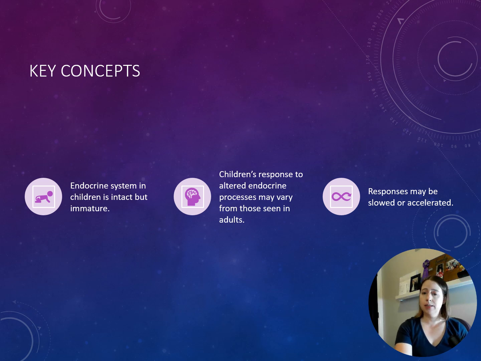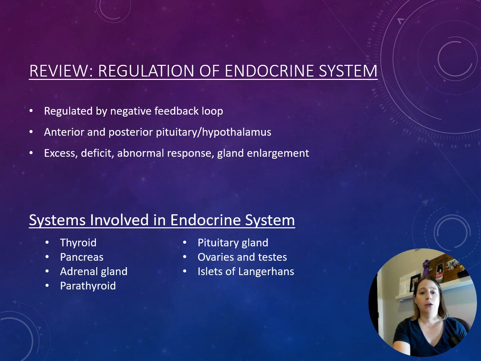So just a few key concepts to remember when talking about the endocrine system for pediatrics. In children, this system is intact and completely developed, but it is still immature, okay? So children's responses are going to vary from those seen in adults. Think about the responses maybe being slowed or accelerated depending on the system and the hormone that is involved. Just a real quick review of the endocrine system.